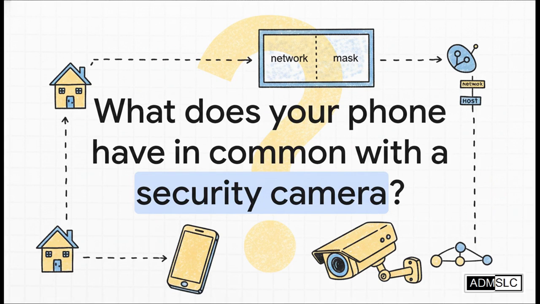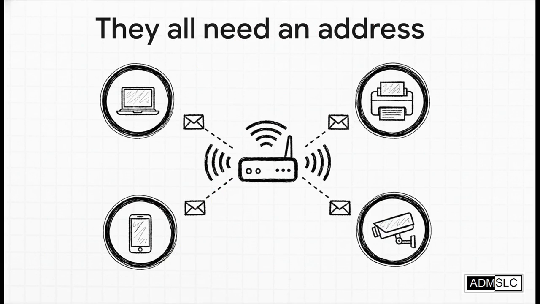Alright, so to kick things off, let me ask you a question. What in the world does your smartphone have in common with, say, a security camera or a network printer? I mean, on the surface, they're totally different things, right? Well, the answer is actually pretty simple. They all need an address to connect to anything. In the tech world, we call all these things, computers, printers, phones, end devices. And just like your house needs a street address for the mailman, every single one of these gadgets needs a unique IP address to send and receive information. Without one, they're basically just sitting there, completely cut off from the network.